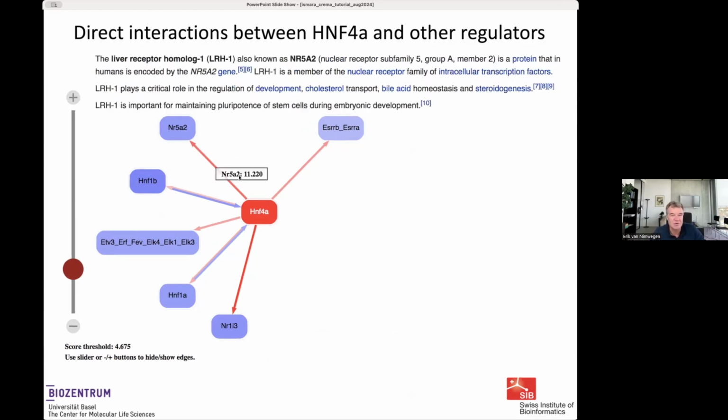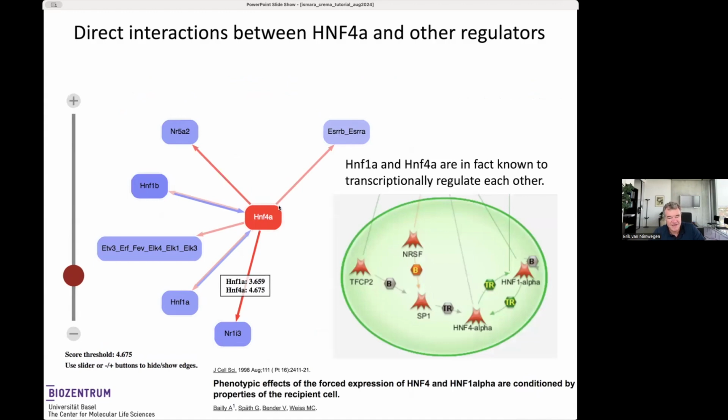Here's another example. NR5A2 is targeted. This is also a known transcription factor in liver development. And here a third example. You see there is a link both from HNF4A to HNF1A and from HNF1A back to HNF4A. If you mouse over, you will see these scores are 3.6 and 4.6. And so basically it's saying that they regulate each other both ways, HNF4A and HNF1A. And in fact, I looked it up. In the literature, it's known that HNF4 alpha and HNF1 alpha regulate each other.